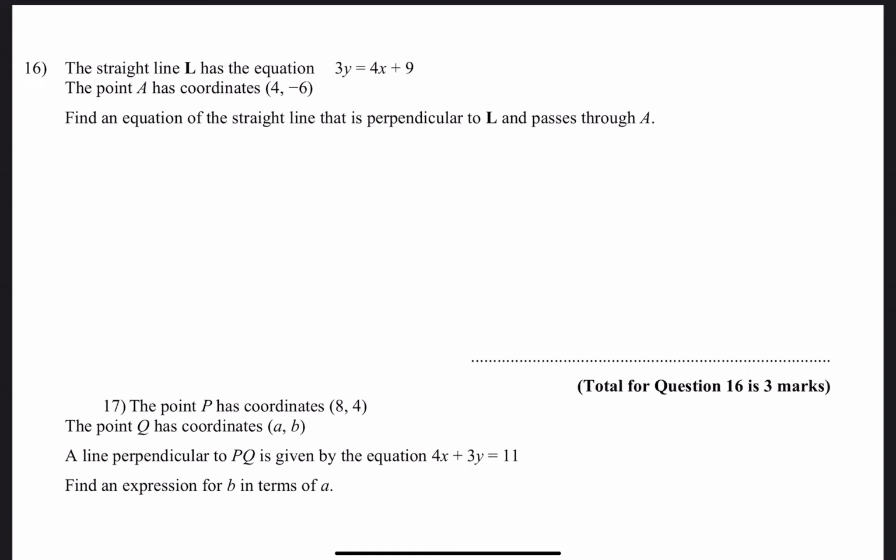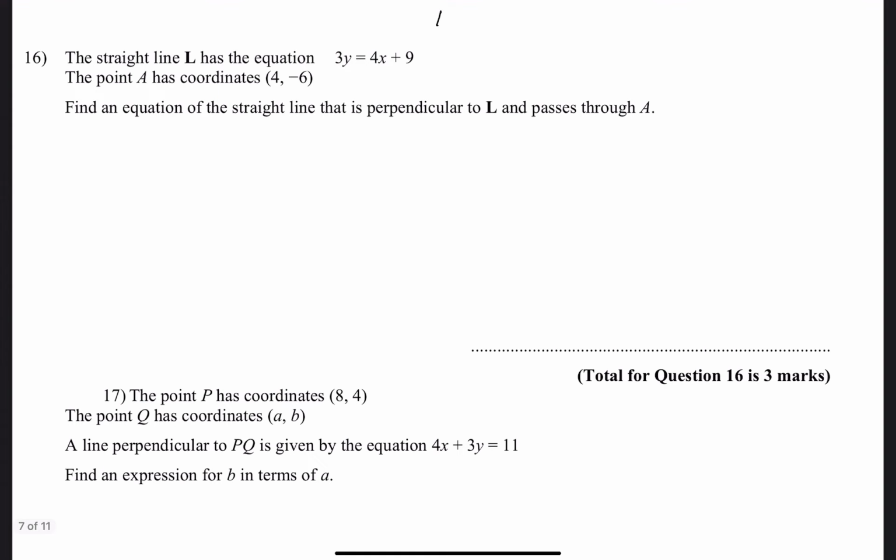Perpendicular lines, remember. What is the gradient of L? We don't know yet because it's saying 3y. It's normally the number in front of the x, but we can't do that because it's 3y. You need y by itself, so divide everything by 3. y is 4x over 3 plus 9 over 3, which is just 3. So the gradient here is whatever this number is, 4 over 3. So we write m is 4 over 3.